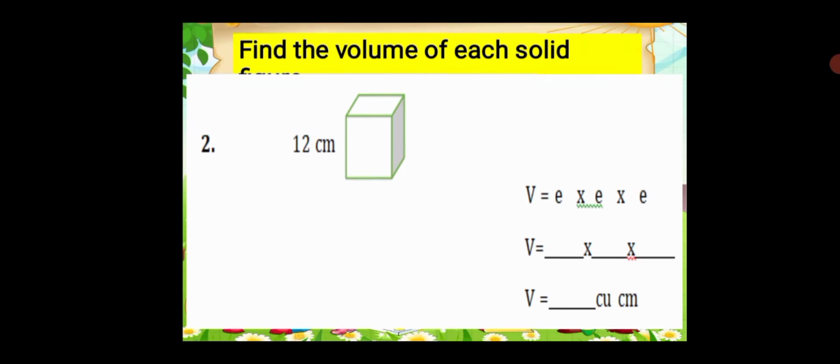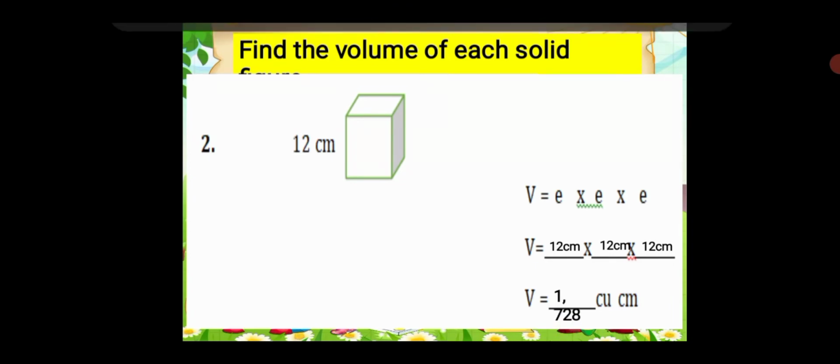Now, let us answer another example: a cube of 12 cm. Volume is equal to e times e times e, where e is the edge. So 12 times 12 times 12 is 1,728 cubic centimeters. 1,728 cubic centimeters is the answer.